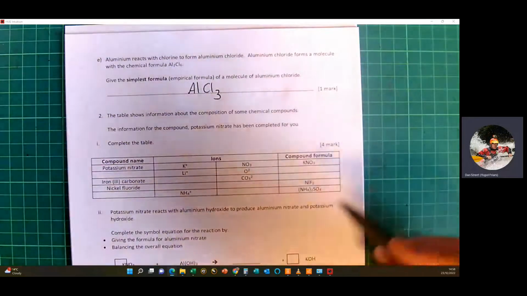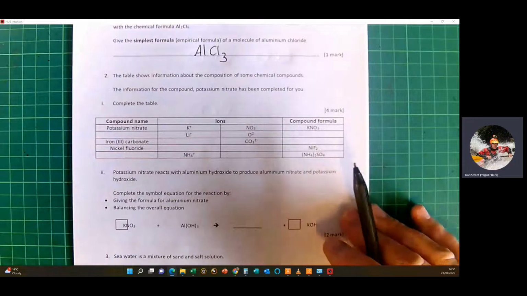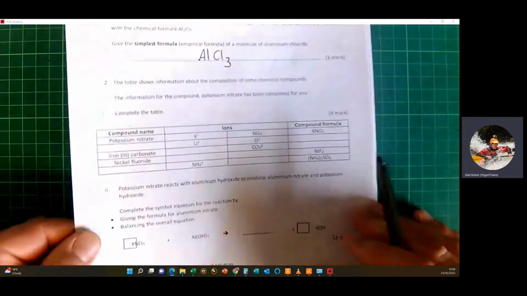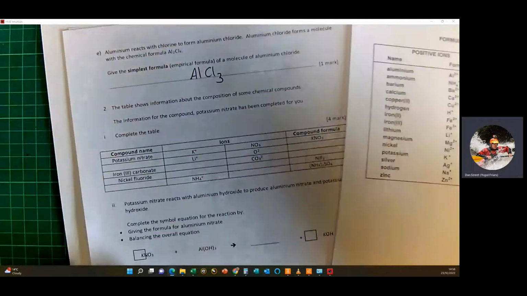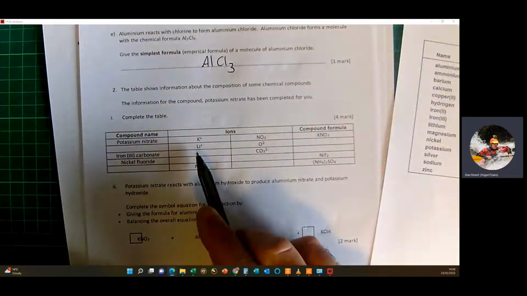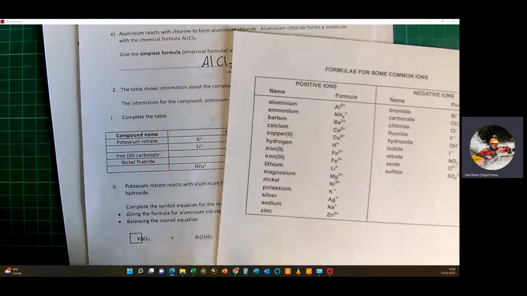Okay. The next question, the table shows some information about the composition of some chemical compounds. The information for the compound potassium nitrate has been completed for you. Complete the table. Okay, so this question does address a couple of different skills. I'm just going to dig out the table from the back that we will need shortly. Okay, so the first row here, what you'd be expected to do is to identify these ions from the table. Okay, so the table was at the back of your test.